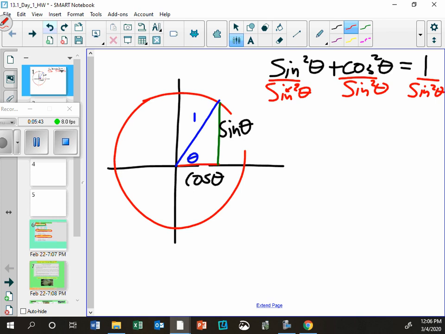Okay. Why did I just do that? Because now I have a new fact. What's sine divided by sine? 1. Plus, what's cosine divided by sine? Usually there's somebody that knows that one. Cotangent, very good.